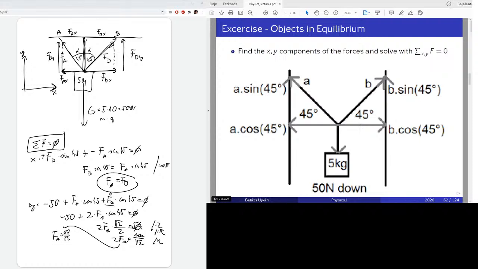This is about 35. So FA and also FB have to be 35 Newton. Why? Because in this case the x components will be the same, and also the y components of the 35 Newton times 2 will be enough to compensate the weight of the body.